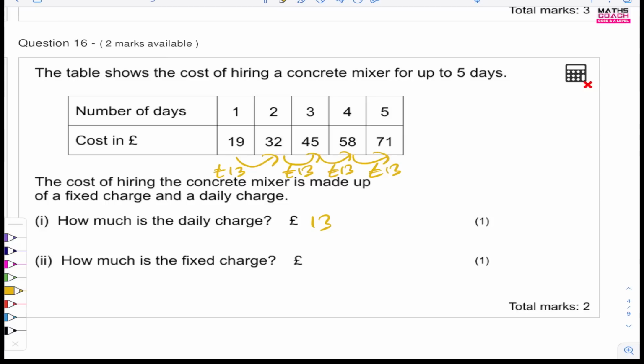Now if £13 is the daily charge and for 1 day you're being charged £19, how do you find what the fixed charge is? All you have to do is 19 take away 13, so 19 take away 13, and that gives you £6. So £6 is your fixed charge.